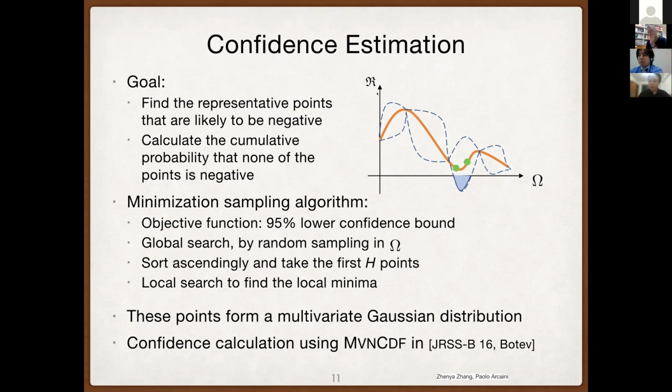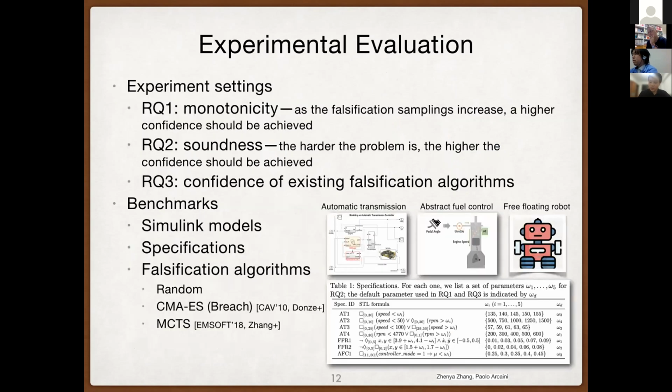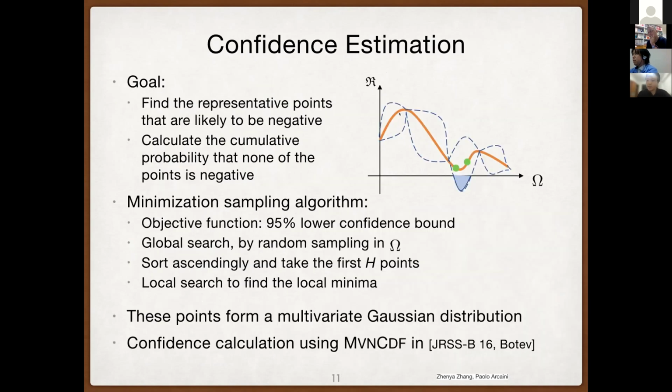For example, if we take a look at this figure, suppose we have this Gaussian process. We want to sample these green points as representatives of this area, and then calculate the probability that none of these points are negative.